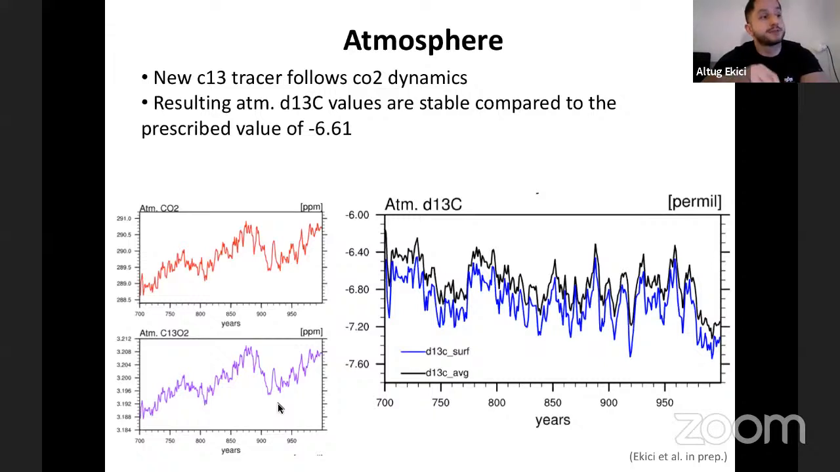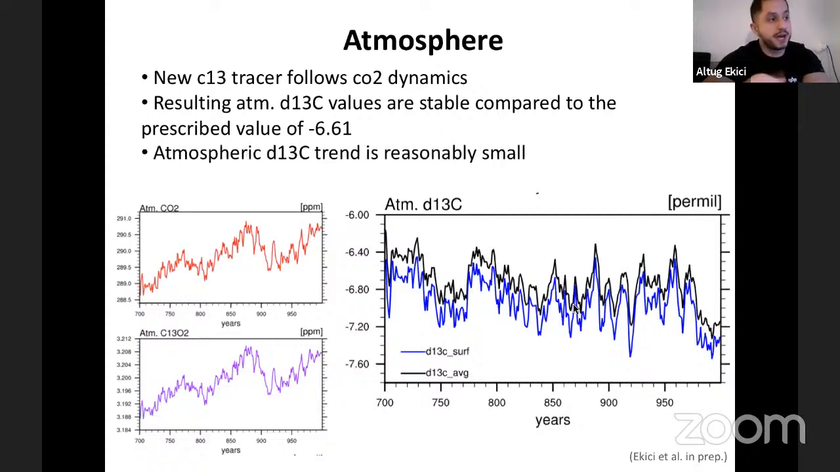And the resulting atmospheric delta values, here we see two values in the bigger plot. Blue is the surface and black is the average of all atmosphere. So here, compared to the previous value of minus 6.6, now with this 300 years of run, the trends are negligible. The changes are pretty stable compared to the prescribed value, and we can say it's reasonably small.